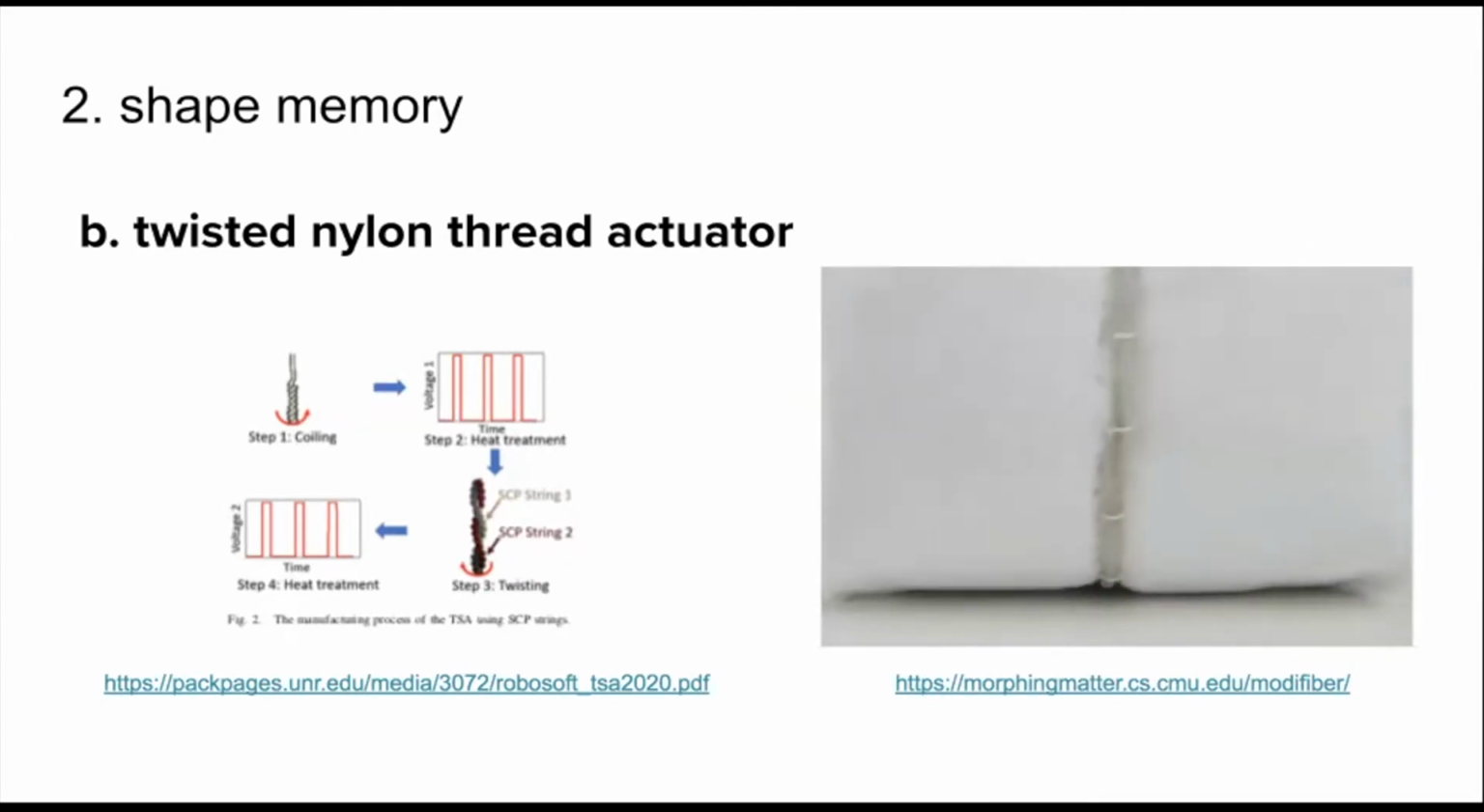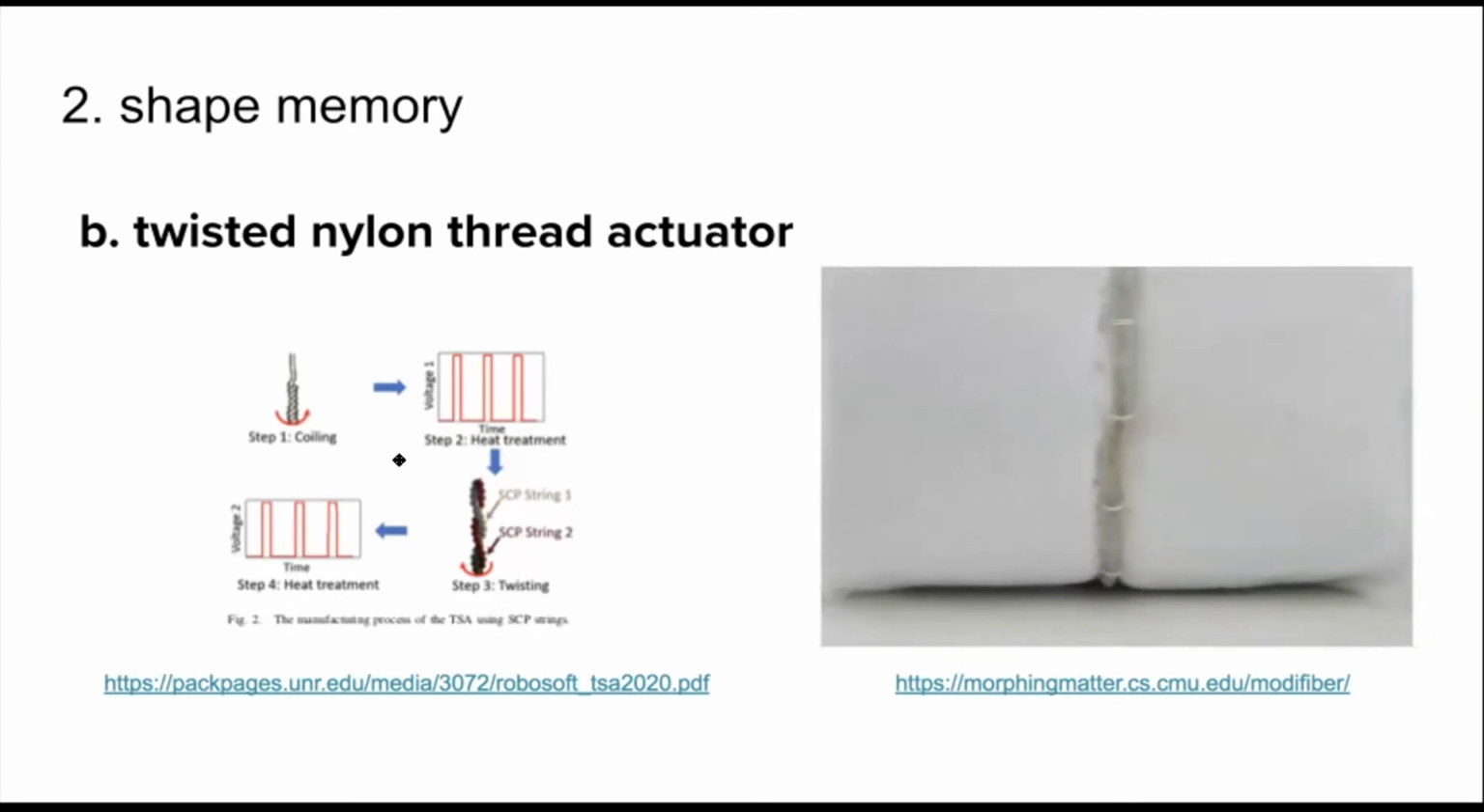Is it by heat or by light? Yes, it is by heat. This one is by heat. And so this paper, the modifiber paper, is about integrating the twisted nylon plus a heat source plus a restoring force. So it's kind of everything all in one fiber.